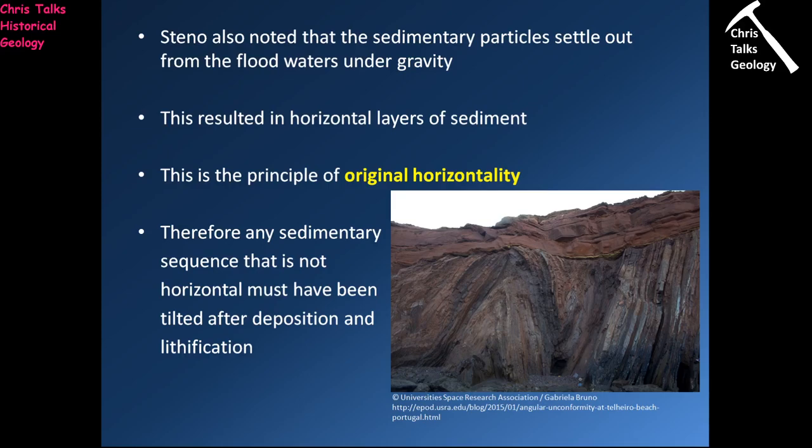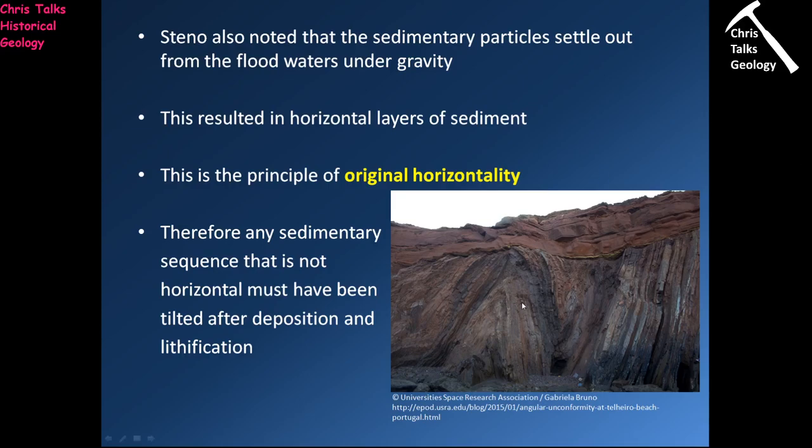So that means in order to have a nice horizontal layer of rock, your sediment needs to have been deposited as a horizontal sheet, then turned into a rock, so lithified, and then if it's been tilted, any tilting has to occur after the lithification.